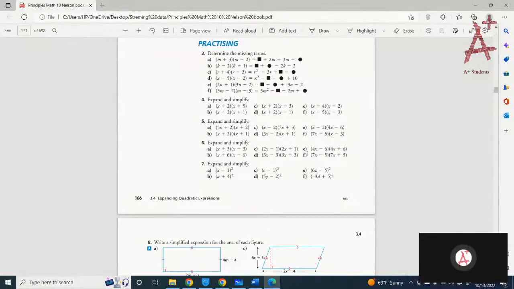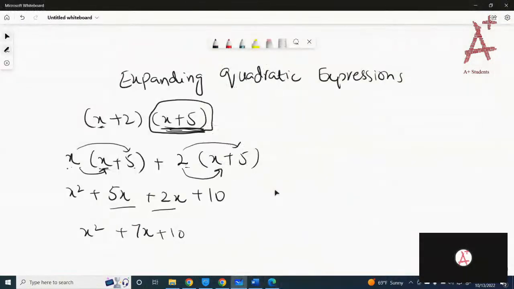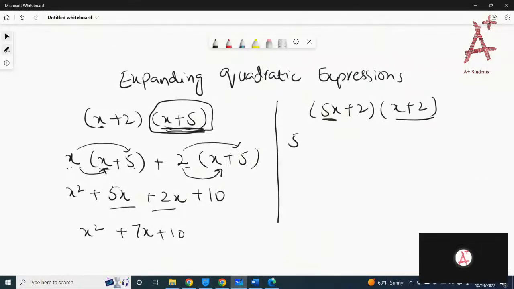Okay, let's just do another example. Selecting another one from question number 5. 5x plus 2 and x plus 2. You have to multiply that 5x to x plus 2. Let's write it down. And then you have to multiply the 2 to everything that is inside this bracket. Got it? Now let's just multiply them.